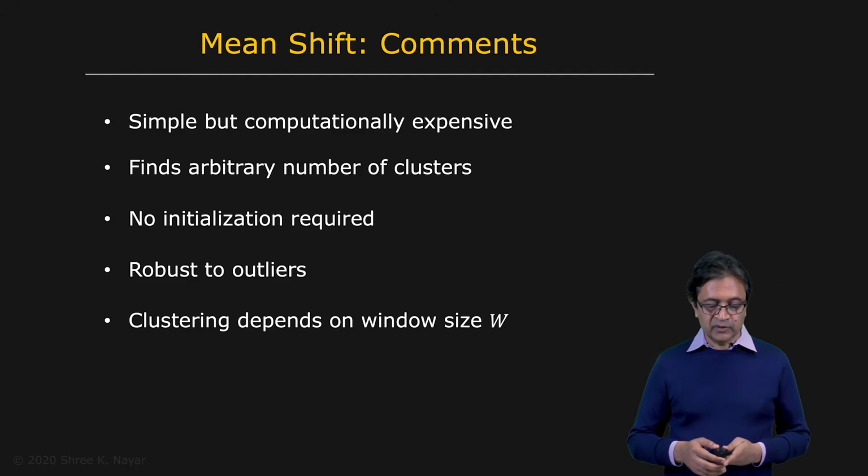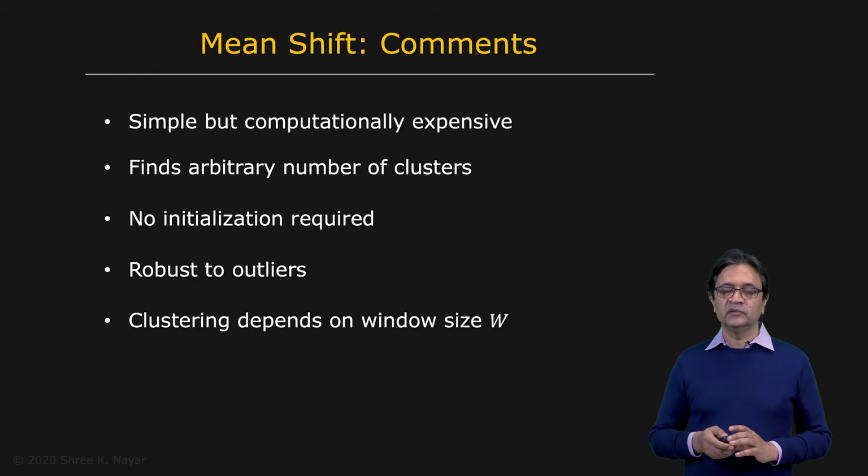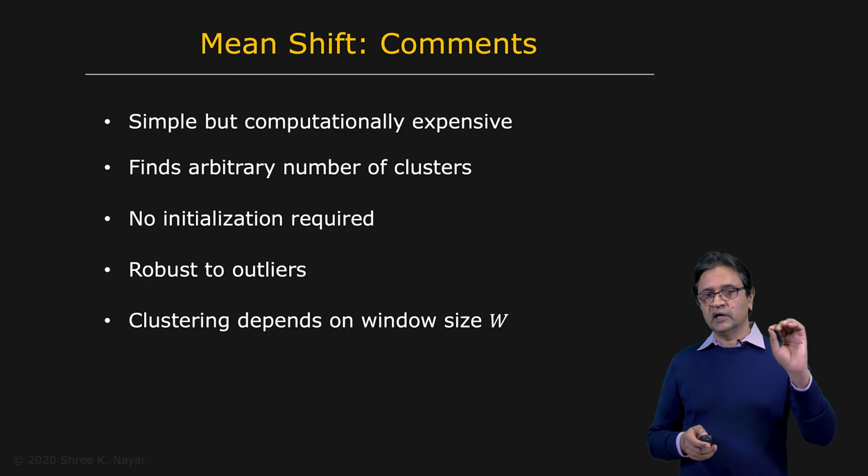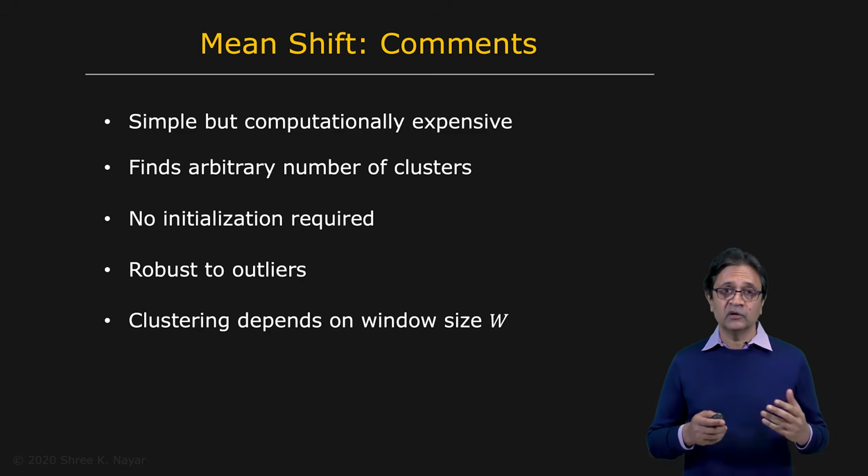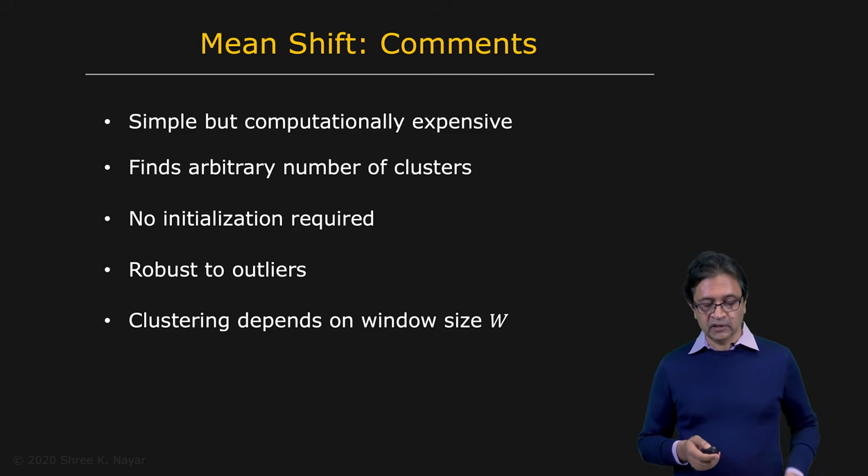So a few comments about mean shift. Very simple, but actually computationally somewhat expensive, because for every one of these points, the hill climbing process is quite expensive, because for each new mean location, you've got to recompute the mean, and you've got to do that for every pixel in the image.